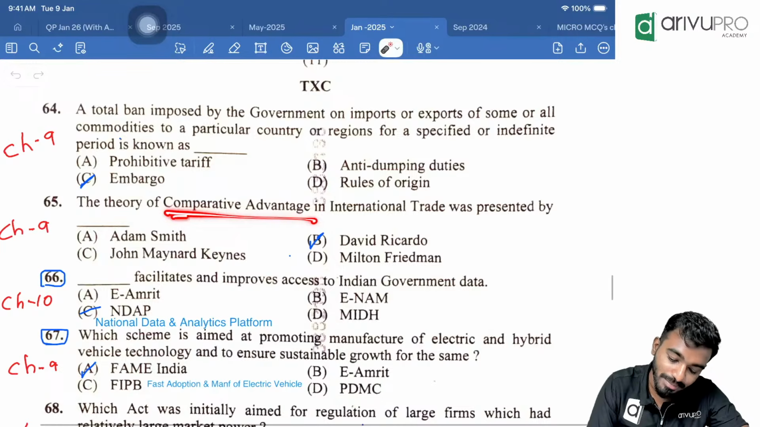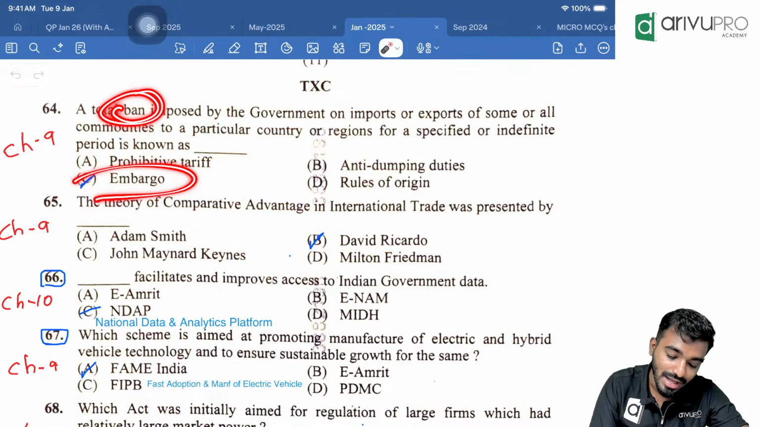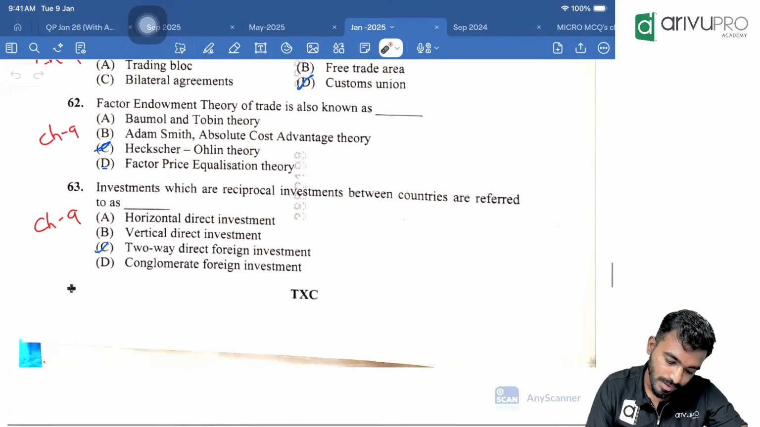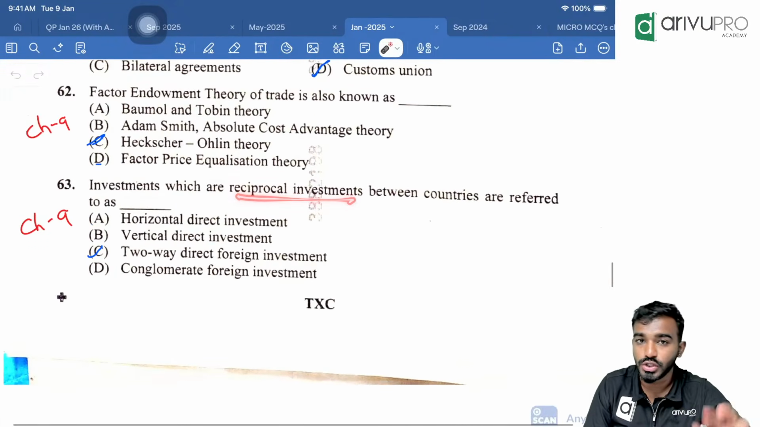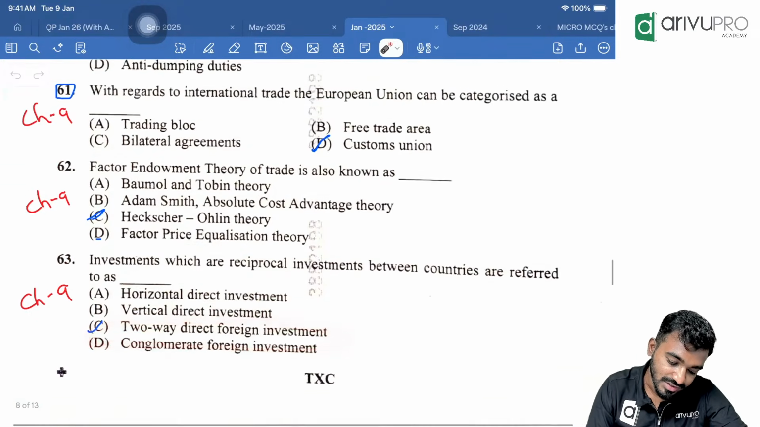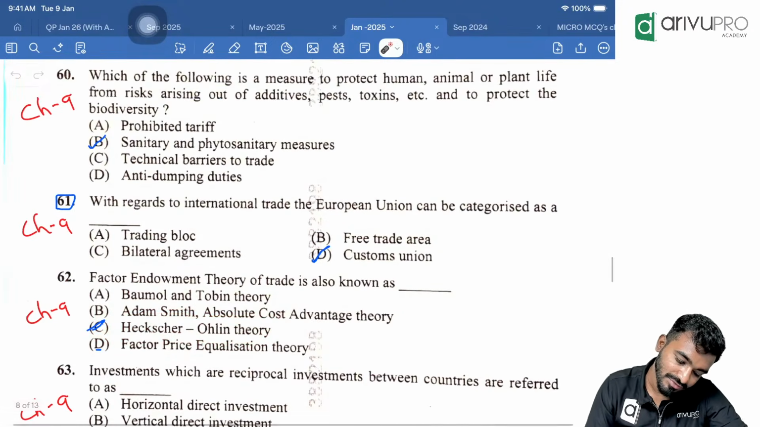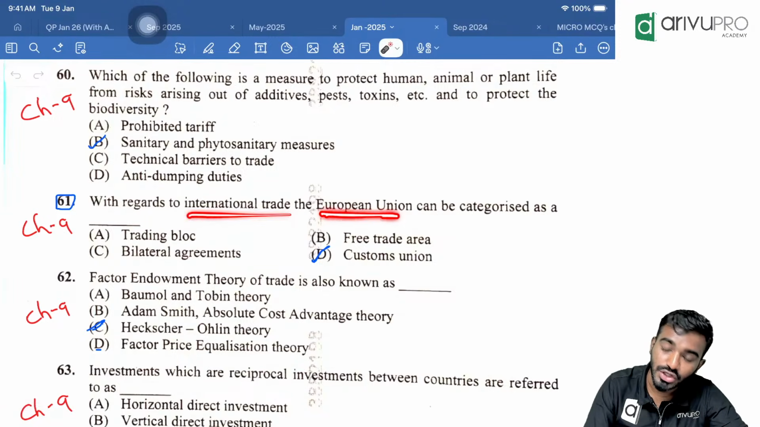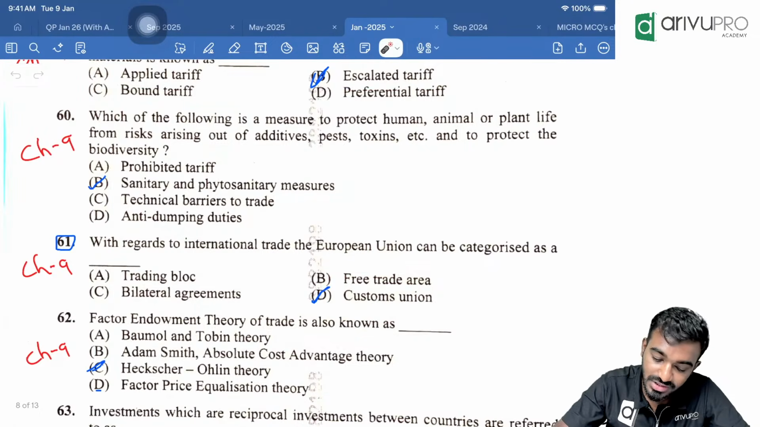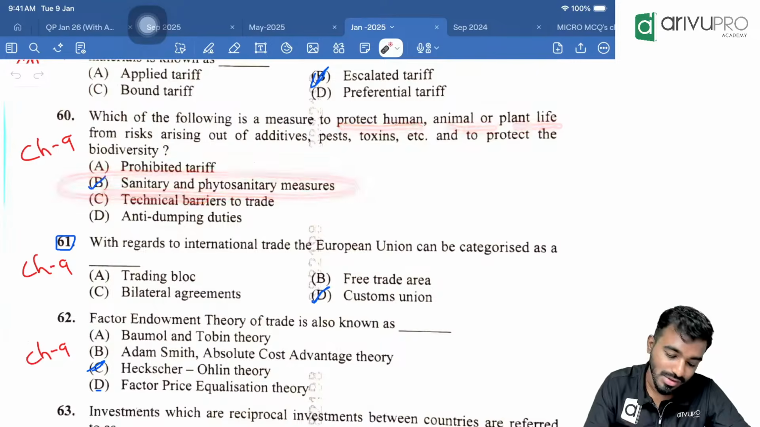Okay, the theory of comparative advantage was given by David Ricardo. Total ban, embargo. Okay, investments which are reciprocal: you come to my country and invest, I will come to your country and invest. Two-way direct investment. Factor endowment theory, another name is HO theory. Next, with regard to international trade, the European Union comes under customs union. Which of the following is a measure concerning animal life, human life, plant life? SPS, sanitary and phytosanitary measures.